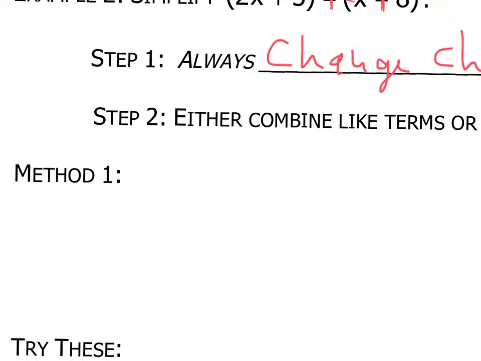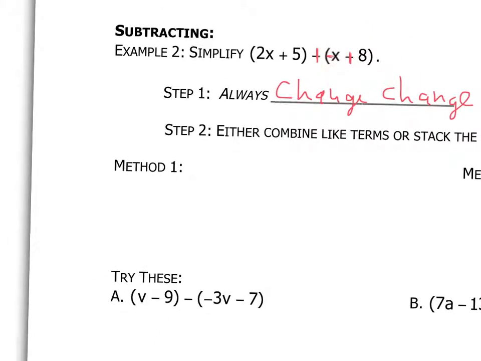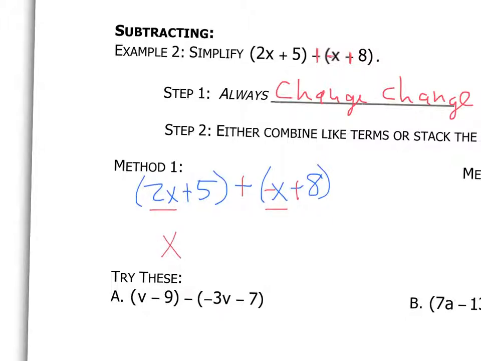So let me rewrite that just to reiterate. Okay, I have 2x plus 5 minus x minus 8. So I change, make it a -x and a positive 8. Now that I have addition, I do it just like I did on the problems above. So 2x minus x is a single x left. 5 plus 8 is plus 13.